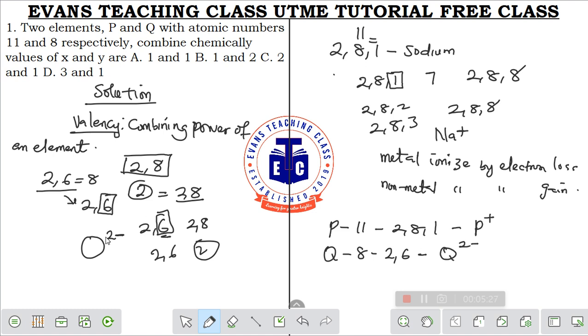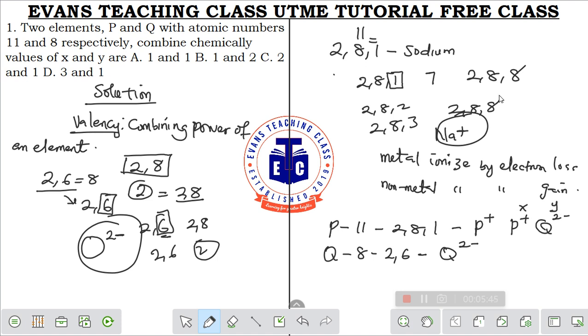Look at how I did oxygen 2. Look at how I did sodium 2. Now look at it now. So P plus now, if you want to combine them, it will be P plus into Q into 2 minus, right? Now they said if they combine, what will be our X, what will be our Y?